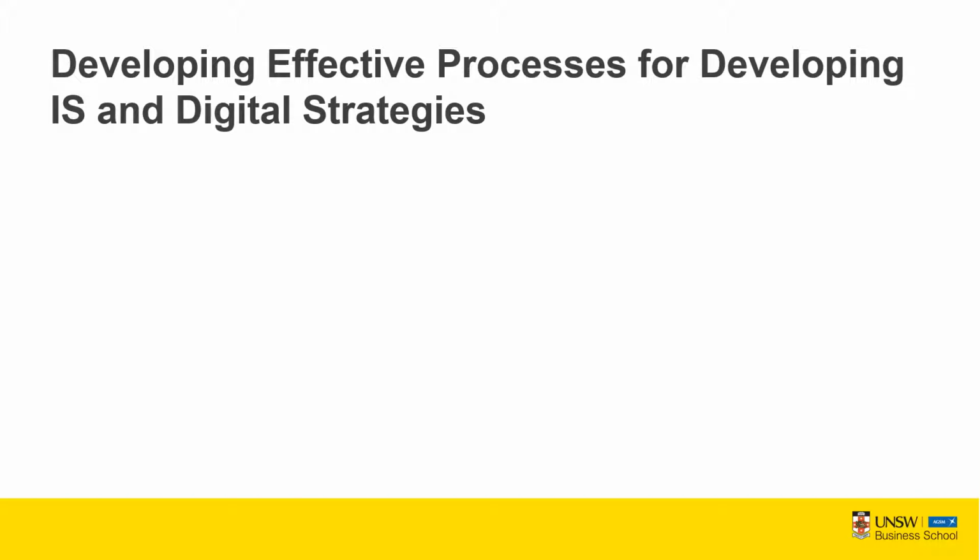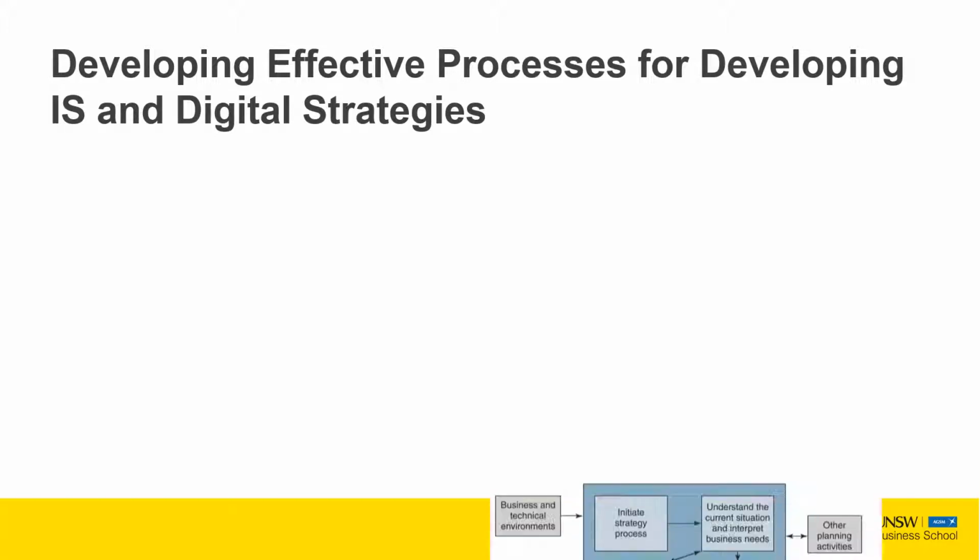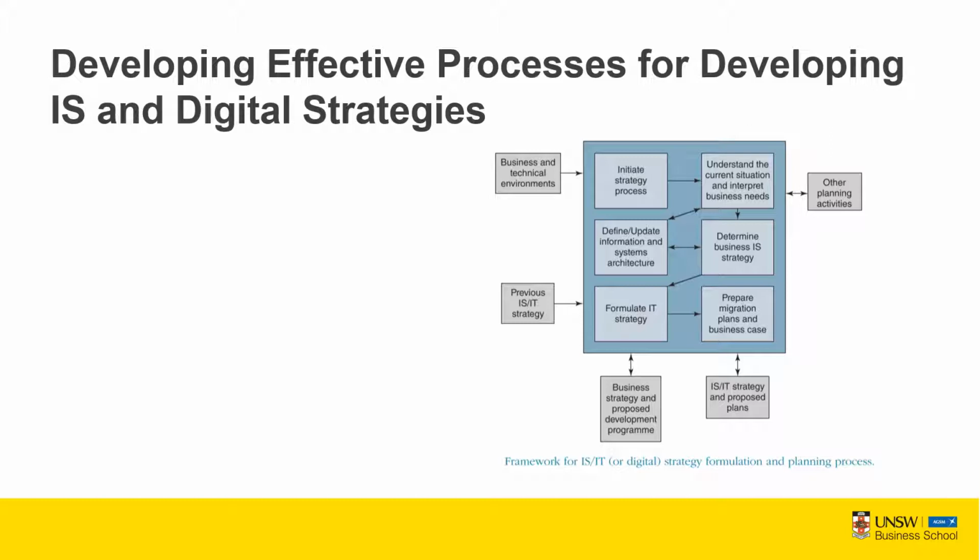So, developing effective processes for developing IS and digital strategies. This is one of the key topics in the book. You were supposed to read chapters 3 and 4 this week. The book talks about this idea that you have business and technical environments. There'll be a set of business requirements. You'll initiate a strategy process. You'll dig into those business needs, and from that, you'll look at your architecture.